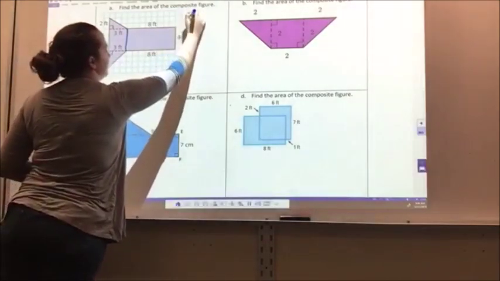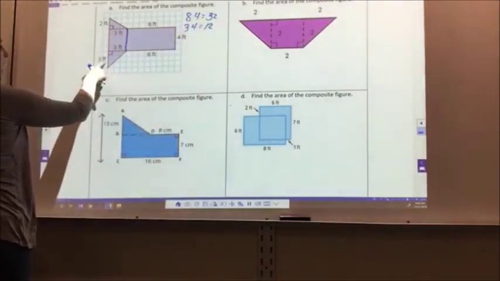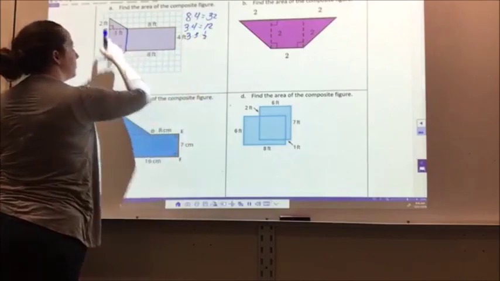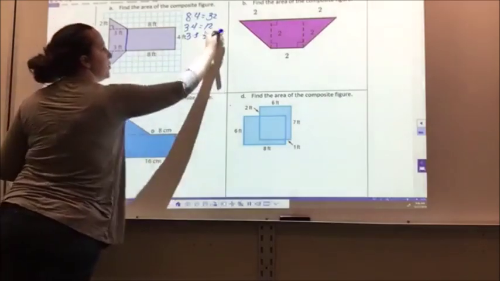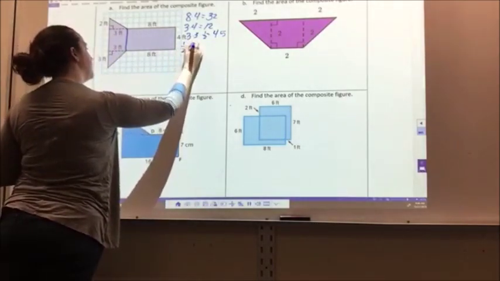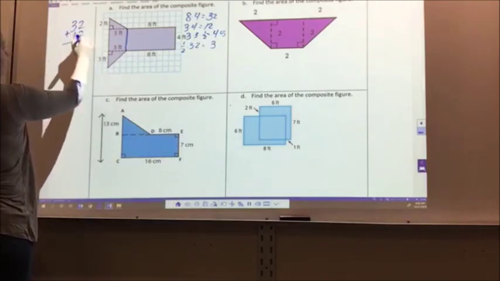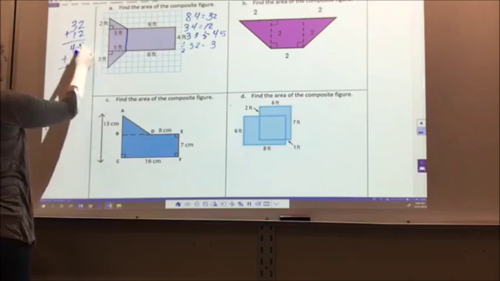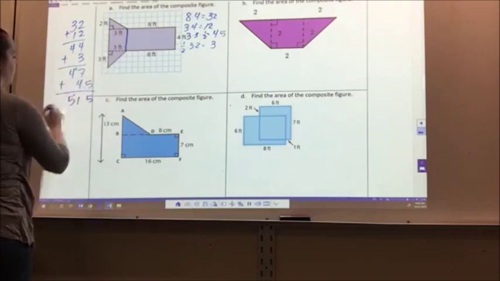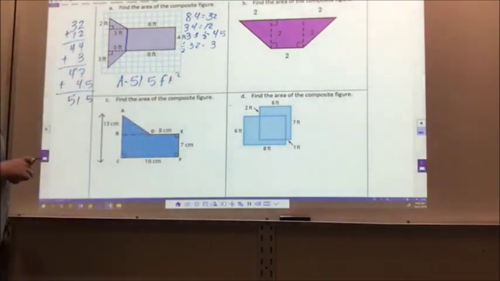So for this rectangle, I have 8 times 4, which is 32. This rectangle is 3 times 4, which is 12. The triangle is 3 times 3 times 1/2. And there's 2 of them, but they're different sizes. 3 times 3 is 9, times 1/2 is 4.5. This triangle is 1/2 times 3 times 2, which is going to be 3. And then I add them all together. 32 plus 12 is 44, plus 3 is 47, plus 4.5 is 51.5 feet squared. So area is 51.5 feet squared, or square feet, whichever way you'd like to do it.